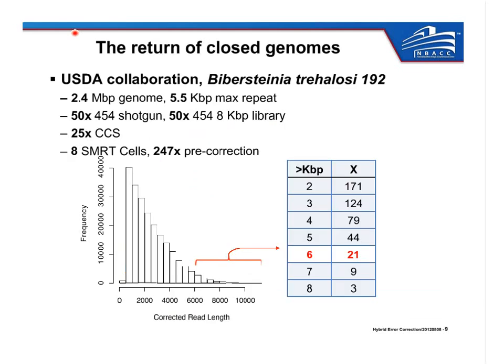So we had one genome which was a collaboration with the USDA, and this was the first closed genome that we're aware of that was automatically closed. This genome is a 2.5 megabase genome, and the largest repeats it has are the RNA operons. So these are in the 5,500 base max repeat range.